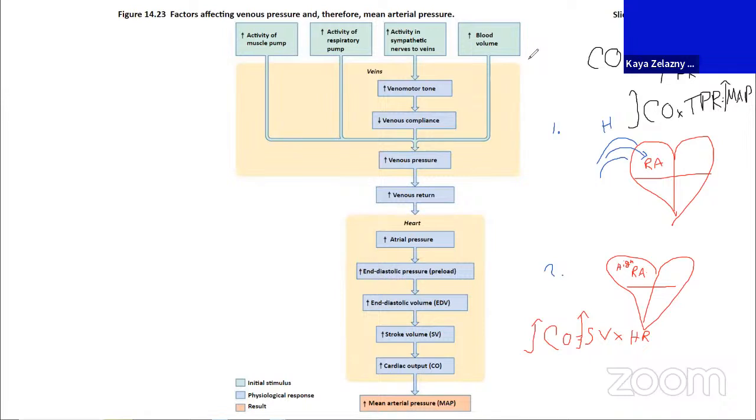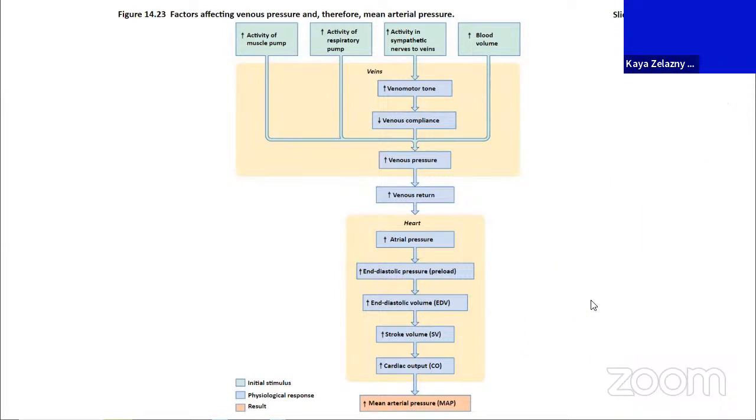You might try hovering over the arrows on this stuff and making sure that you can logic out for yourselves, okay, so what does it really mean if we see a change in our compliance? What is the effect going to be on the pressure in our veins? So that would be a thing to try testing yourselves on after you spend some time slowly going through and digesting stuff.